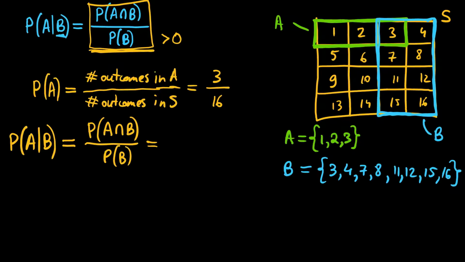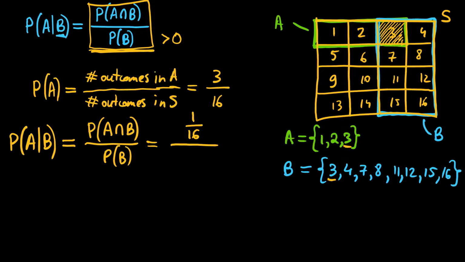Well, there's only one element at the intersection of A and B. It's 3, right? You can see it in both of these sets. We said that 3 is just an elementary outcome, and there are 16 elementary outcomes, all equally likely. So the probability of the outcome 3 is 1 over 16.